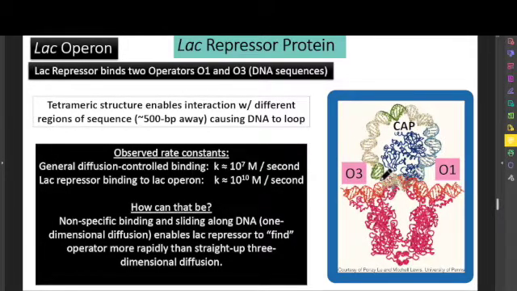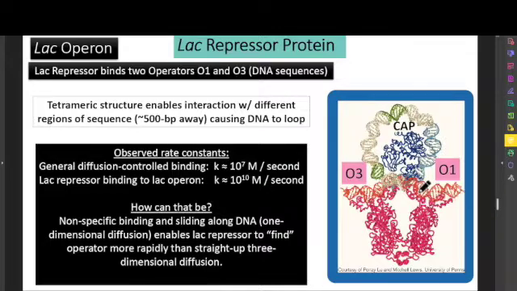You saw part of this before. It actually turns out that there are two operators, operator 1 and operator 3, and that's where each lac repressor dimer binds. One binds to O1 and one binds to O3. Right? This is a dimer and it's a dimer, so it's a dimer of dimers. This operator is about 500 base pairs away from this operator, so it loops the DNA because these are physically close together. So check that out. It loops the DNA, and then CAP is in there.